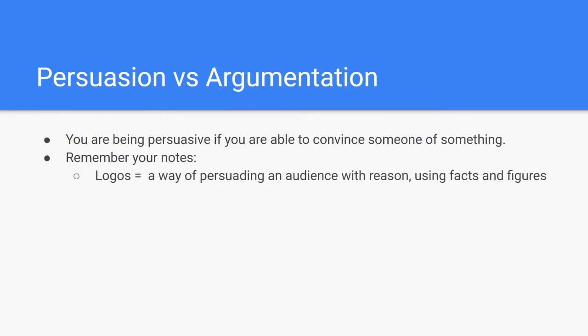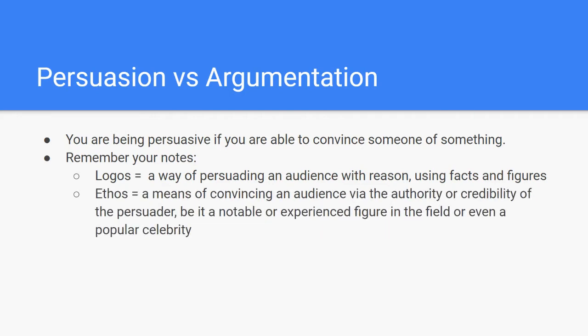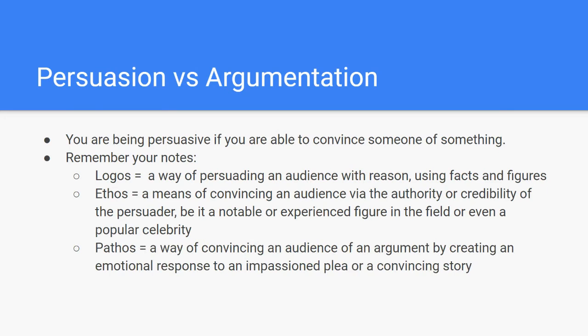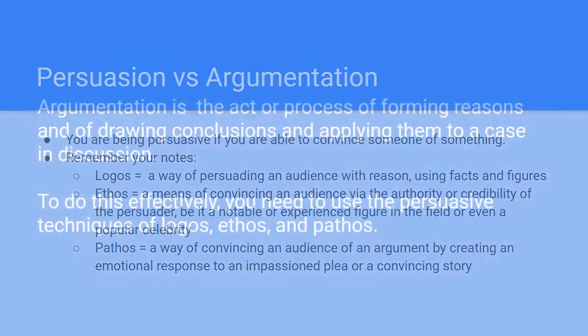And if you remember some of the notes you've taken, there's some effective ways to do this. Logos is a way of persuading the audience by using reason, facts, or statistics. Ethos is a means of convincing the audience by using an authority or a credible resource on the subject and relying on what that credible figure has to say as evidence that your position is correct. And pathos is a way of convincing an audience of an argument by creating an emotional response, right? Trying to get people's emotions to be the thing that tips the scales in your favor.